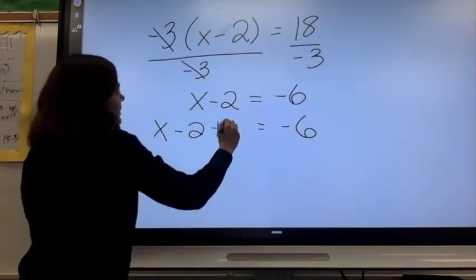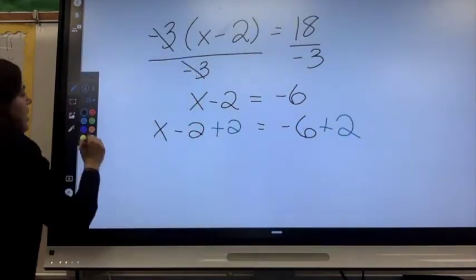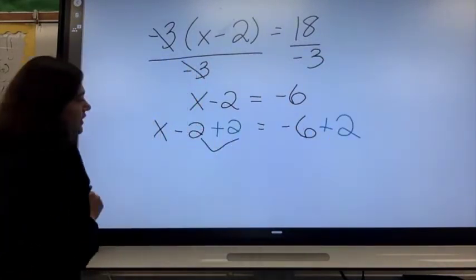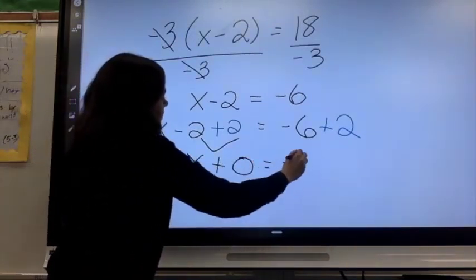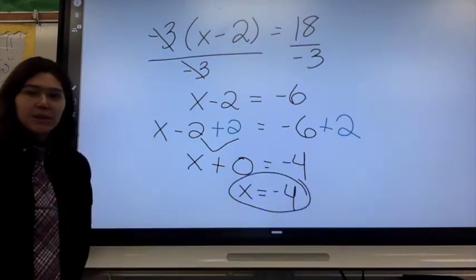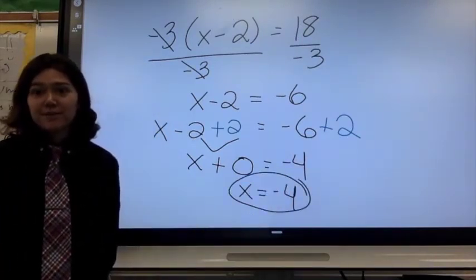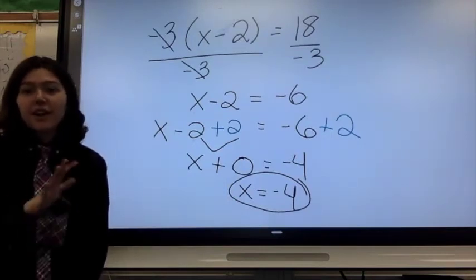And on both sides, I'm going to add 2. When I do this, -2 plus 2, I get x plus 0 equals -4. So x equals -4, which we've now gotten 3 times, which is great. So any of those methods are awesome. They all work.